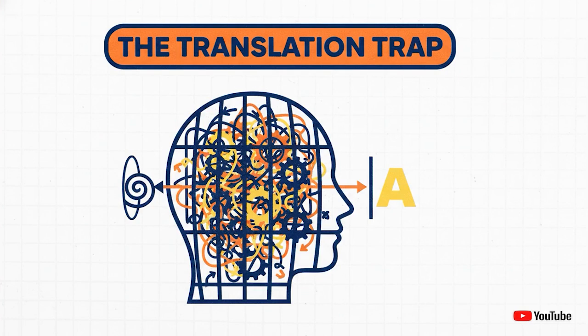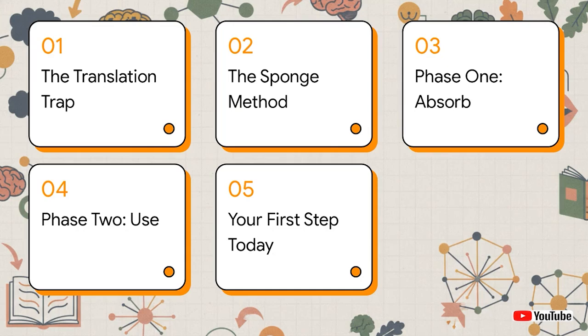See, it's this habit of thinking in your native language first and then mentally translating it into English. It's totally normal, but it's also the main thing that's slowing you down. So how do we get out of this trap? Well, here's the plan. We're going to look at a simple framework, then break it down into two key phases: absorbing English and then using English. And you'll definitely want to stick around to the end, because I'm going to give you one simple thing you can do today.